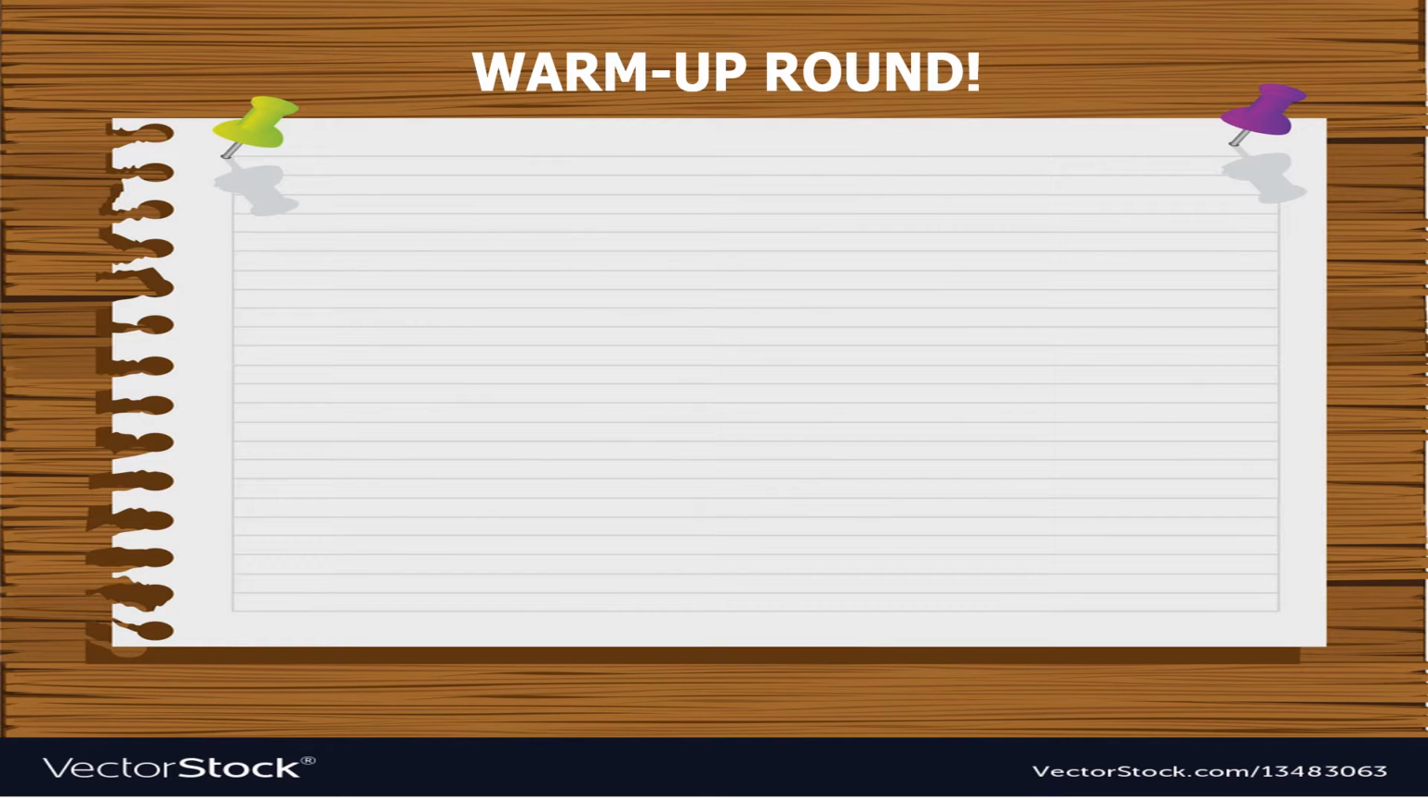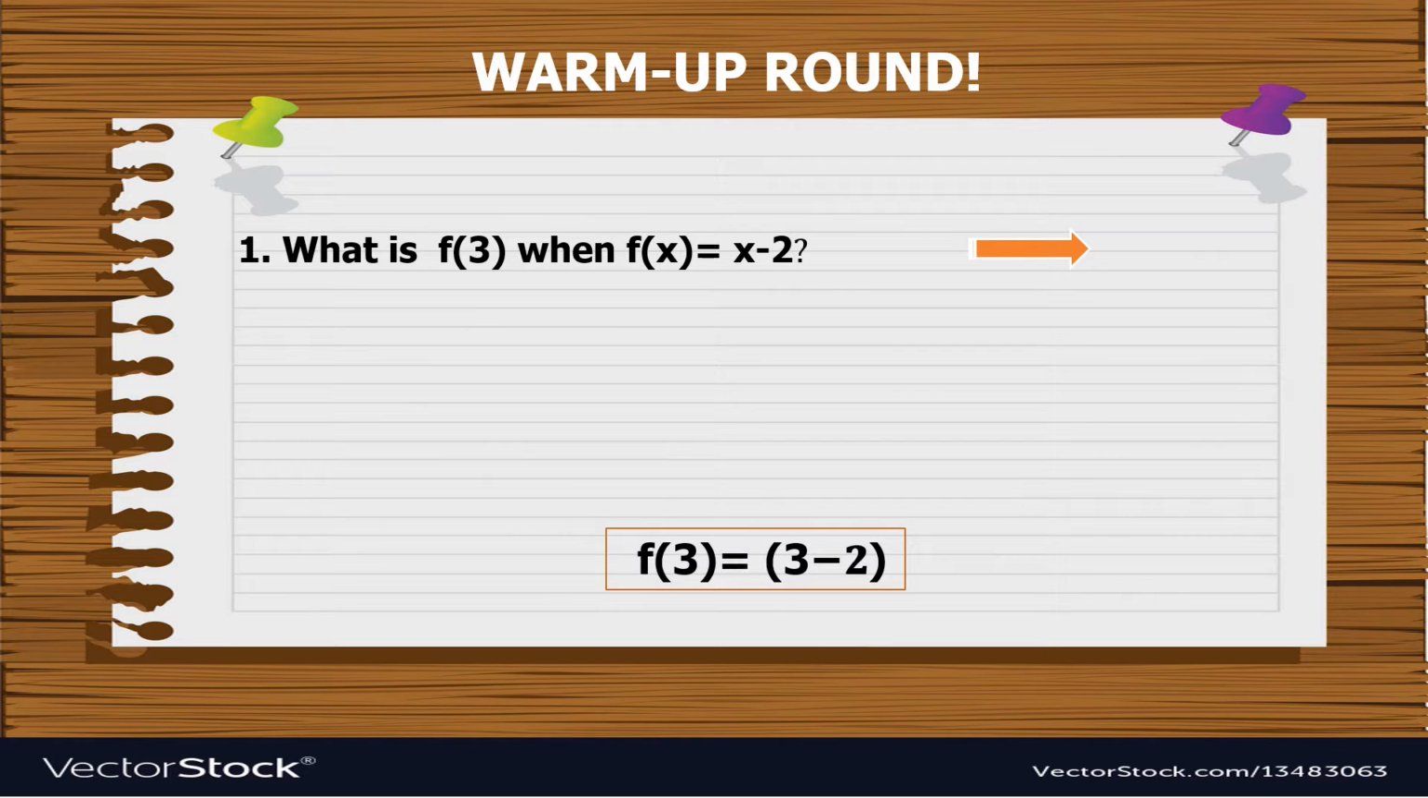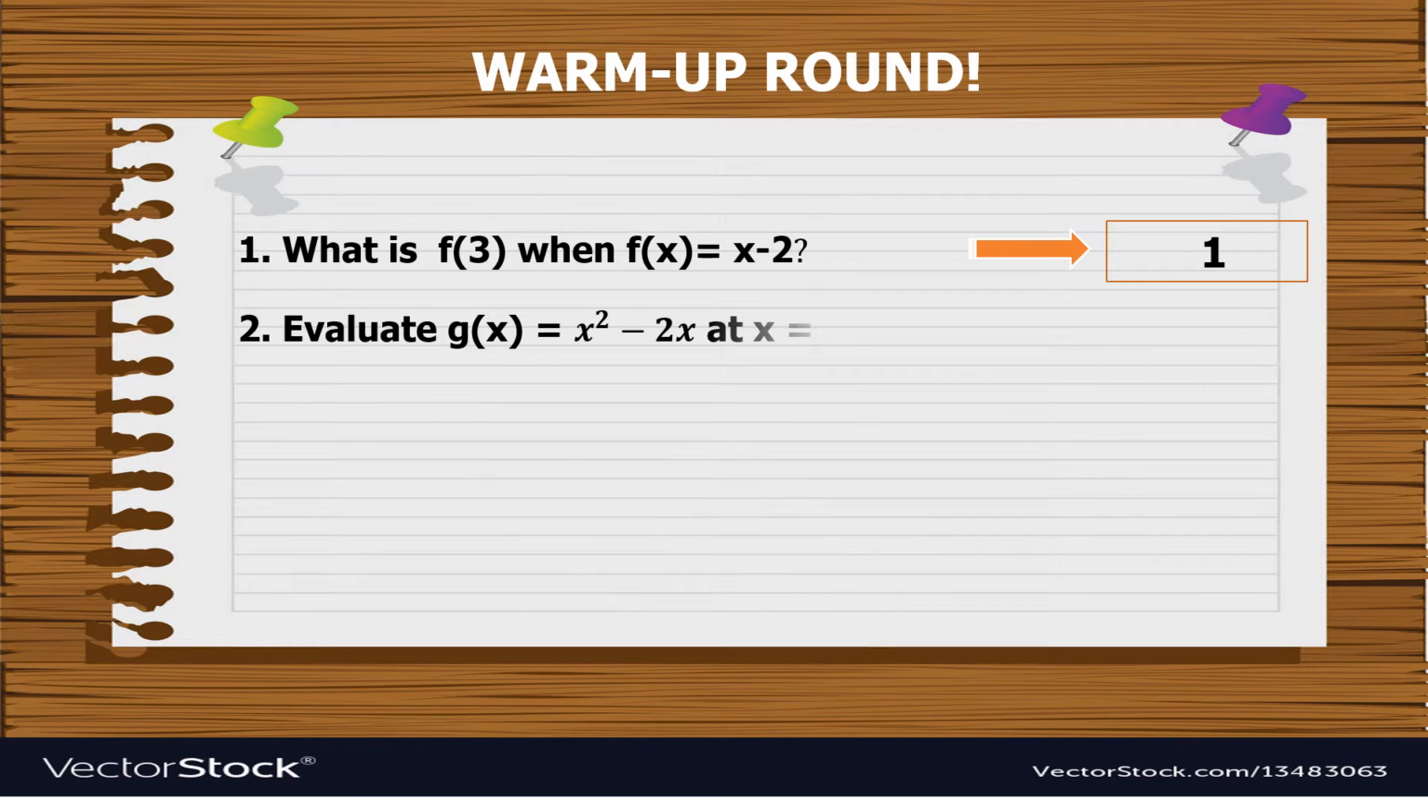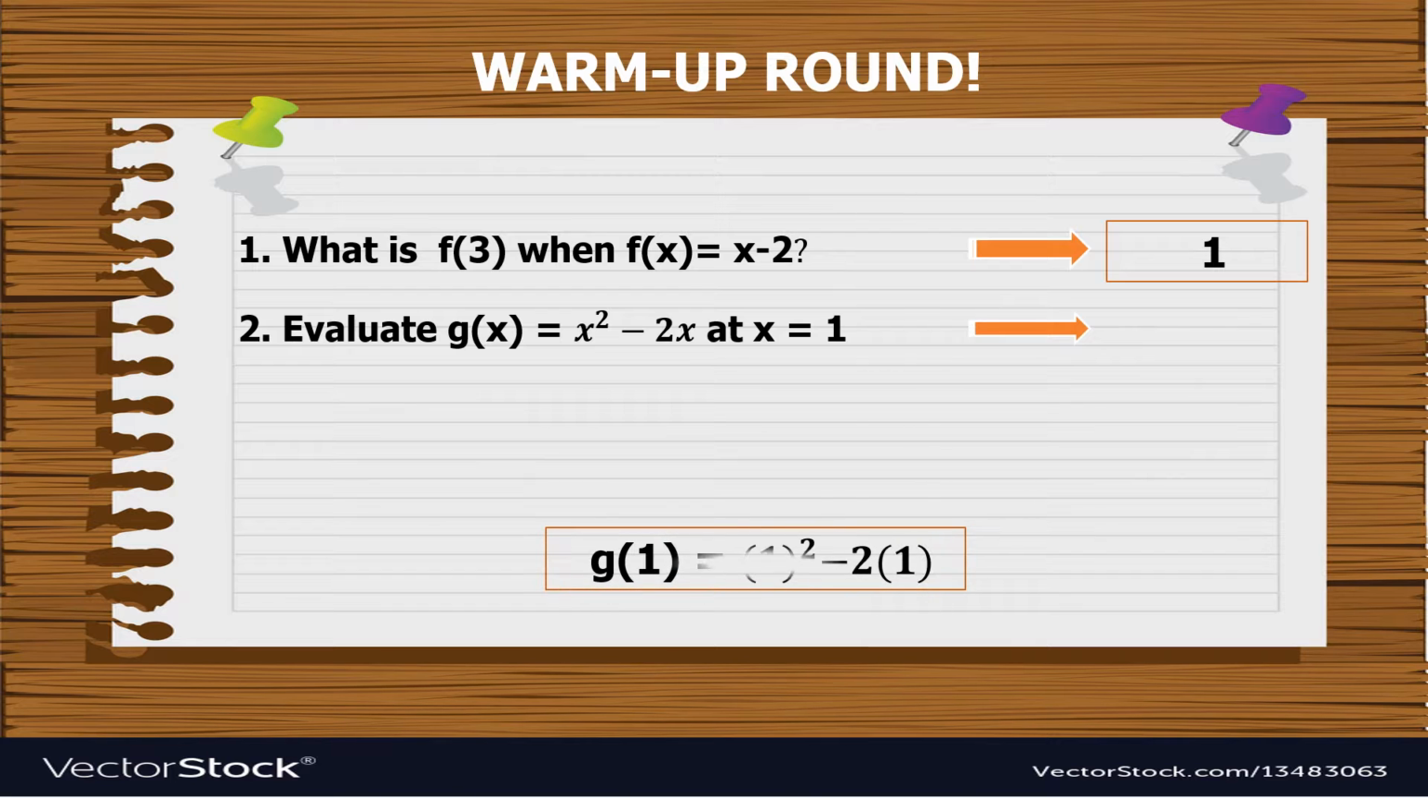Another warm-up round. What is f of 3 when f of x equals x minus 2? So, f of 3 equals positive 1. Evaluate g of x equals x squared minus 2x at x equals 1. So, g of 1 equals negative 1.